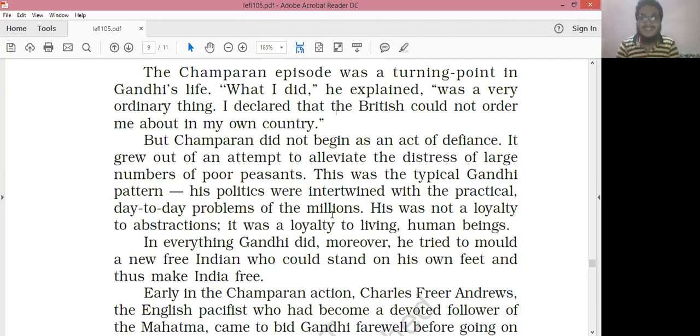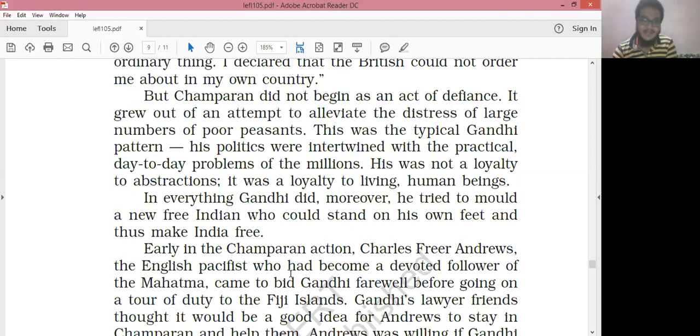So that's the typical Gandhi pattern. His politics were intertwined with the practical, day-to-day problems of millions. He was not a loyalty to abstraction. It was a loyalty to living human beings. It's an example for us. We should take the steps of Gandhiji for living. If we take them, definitely we will be in a good state.